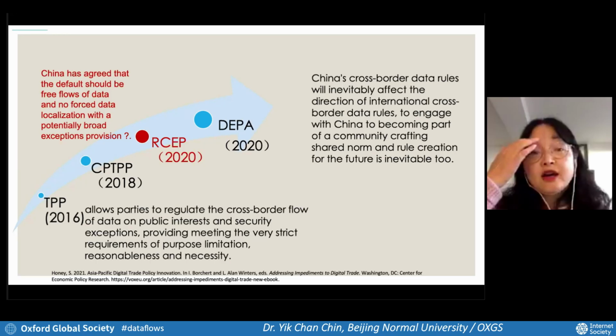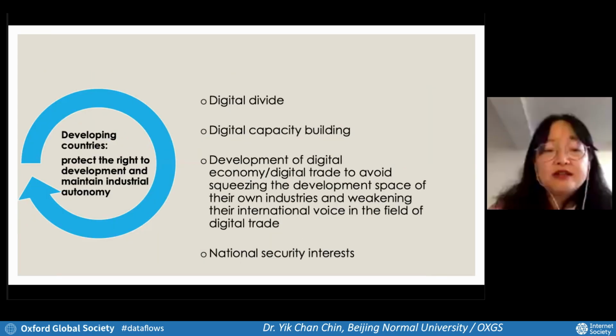And I would like to say that China's cross-border rules will inevitably affect the direction of international cross-border rules. So therefore, engaging with them is quite important. If you look at a developing country like India, I think they have different needs. For example, they want to protect the right to development and maintain industry autonomy, because unlike the US and China, they lack digital capacity, and there is also a digital divide. They also have national security interest concerns. So for them, they are more concerned about the right to development and industry autonomy. I think that's the difference between those regions and countries.